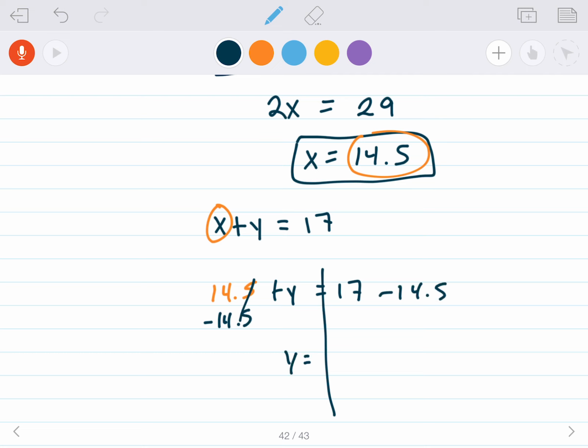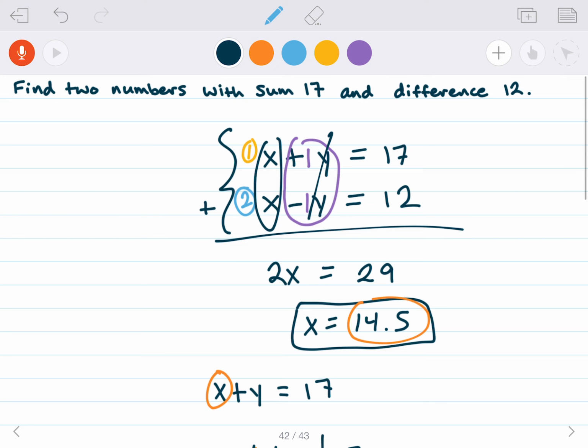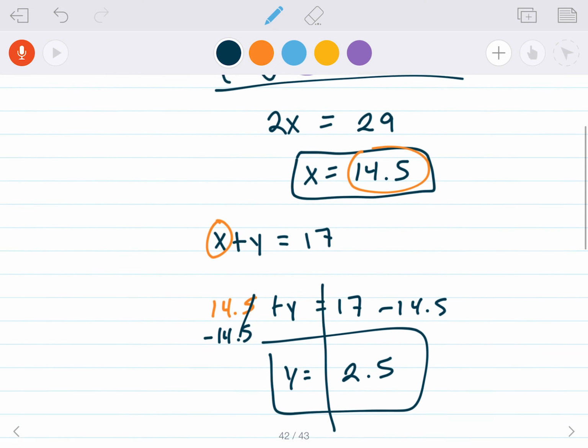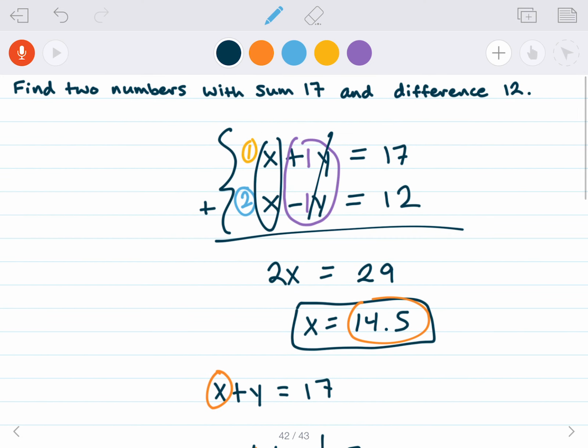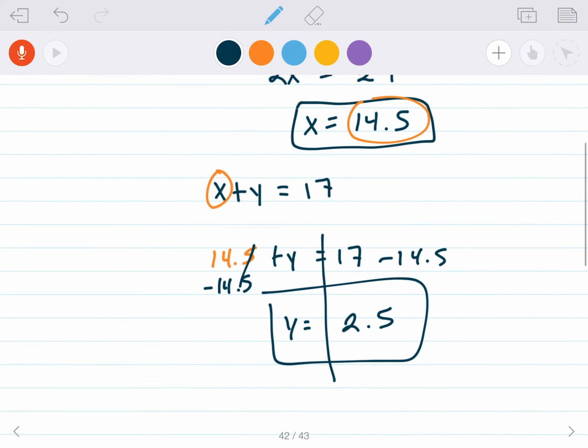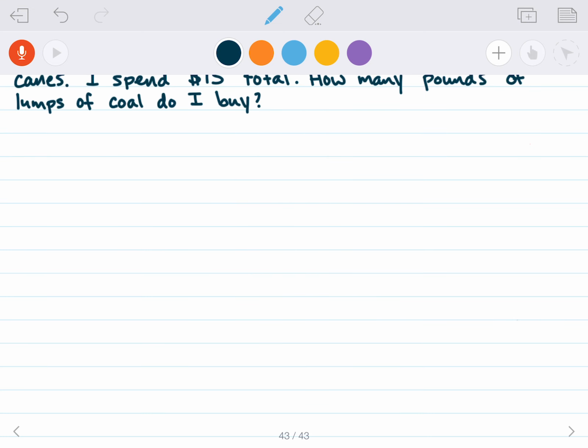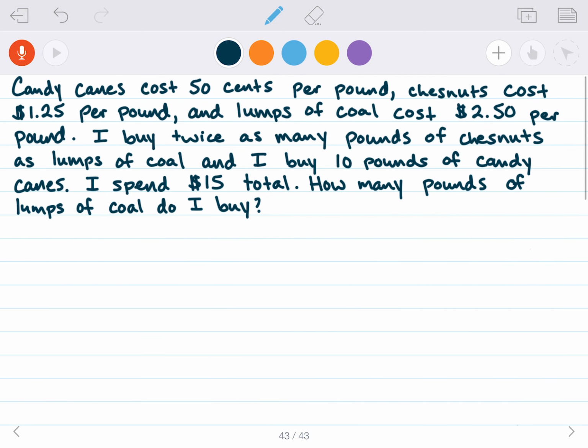I get y is equal to 2.5. Okay, so if I add these two numbers up, I do get 17. If I subtract these two numbers, I do indeed get 12. Okay, so that's how we can solve problems like that. So let's do one more problem where we can use systems to solve.